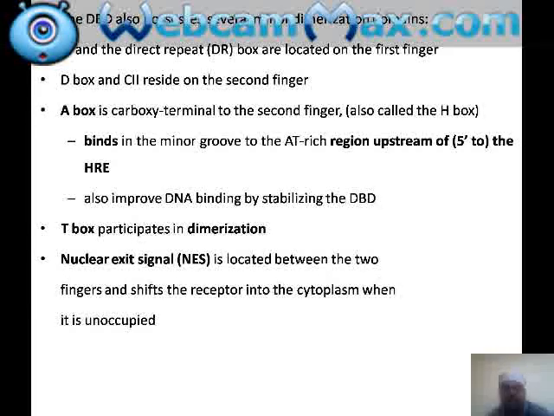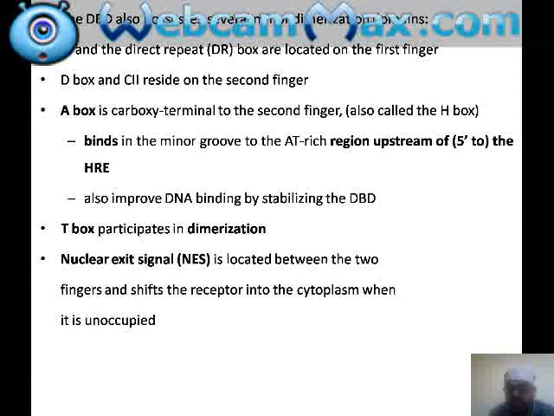So when we look into the C domain, basically this C domain is the DNA binding domain, which has the cysteine loop, and then it has the P box, which helps in recognition of the hormone responsive element, and then it has the A box, which helps in stabilizing this DNA binding domain, and other parts like the D box, C2 residue, which help in dimerization, then the T box, that also helps in dimerization, and one of the most important parts is the nuclear exit signal, which is present between the two fingers, and this helps in shifting the receptors into the cytoplasm when it is unoccupied.